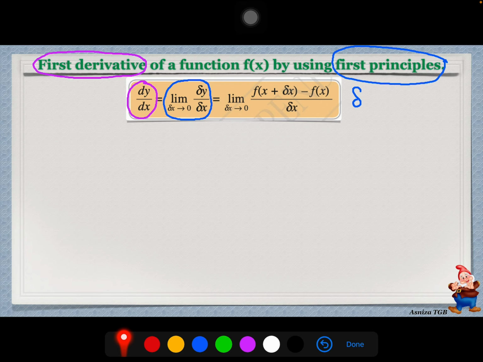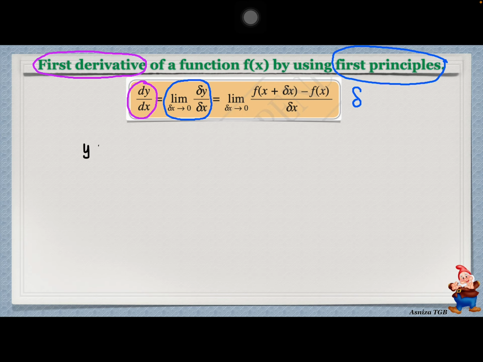So our variables x and y will have a small change and it will become the new value. If the original value is x, after a small change it will become x plus delta x. So we are going to find the first derivative of a function f(x) using first principles. This means we need to find dy/dx using the limit as delta x approaches 0 of delta y over delta x.